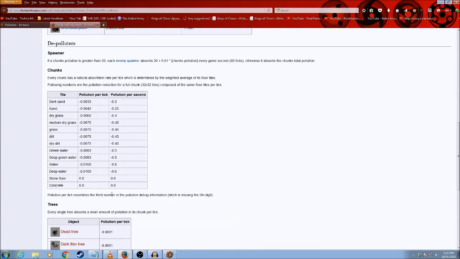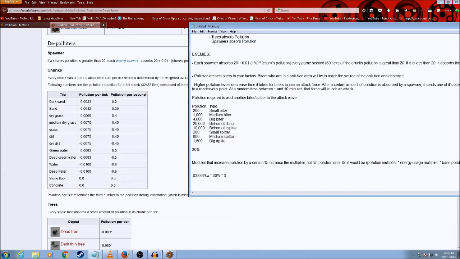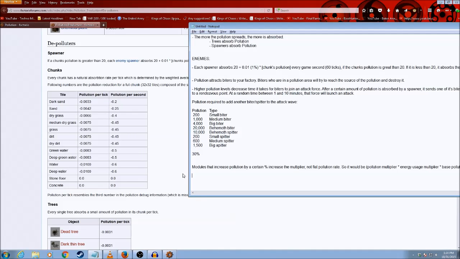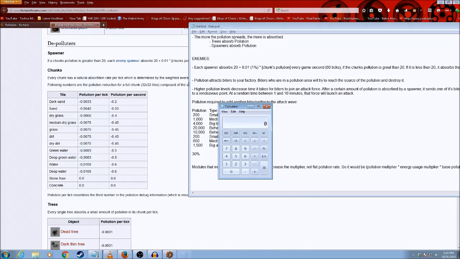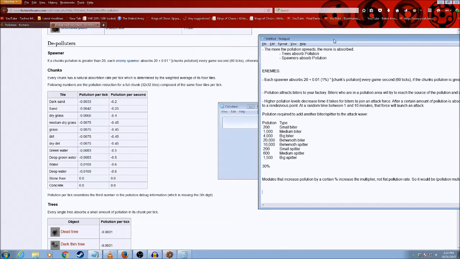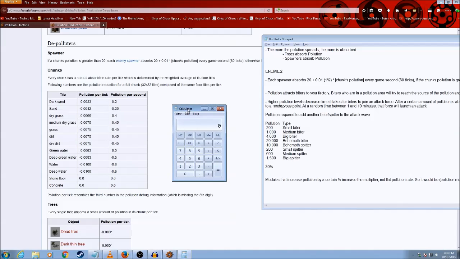So this is where it gets complicated. And then these following numbers are the pollution reduction for a full chunk composed of the same floor tiles per tick. So essentially, it's hard to explain, and I'm not even sure because it's kind of complicated. So to get the weighted average, my guess, I'm not a math whiz.